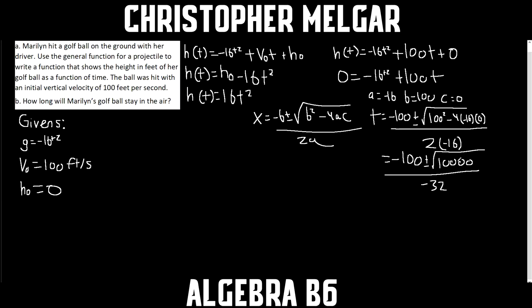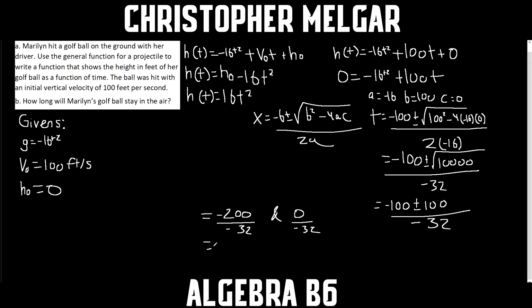We know from the discriminant that if it's above 0, then it's going to have two solutions. If we simplify this, it gives us negative 100 plus or minus 100, divided by negative 32. If we subtract 100 from negative 100, then we get negative 200 divided by negative 32. And we also get 0 divided by negative 32.